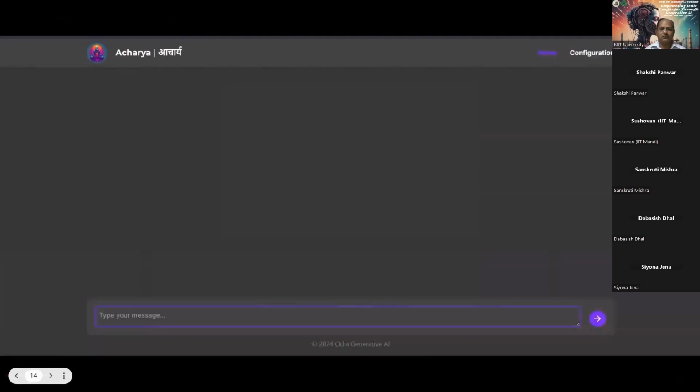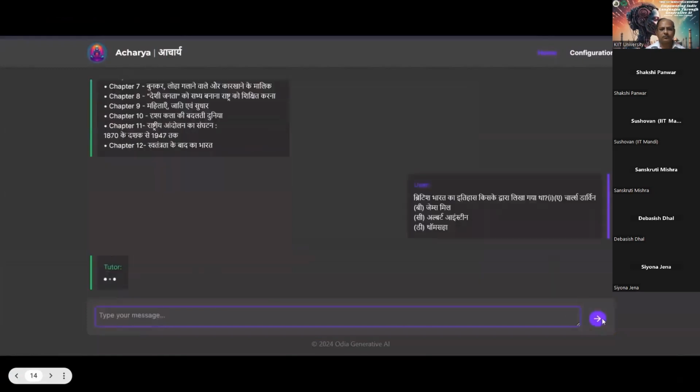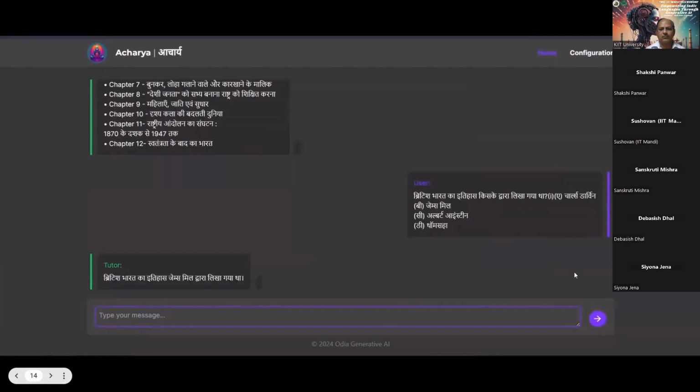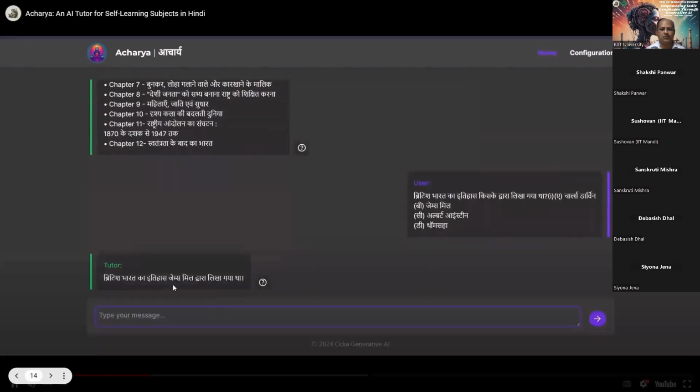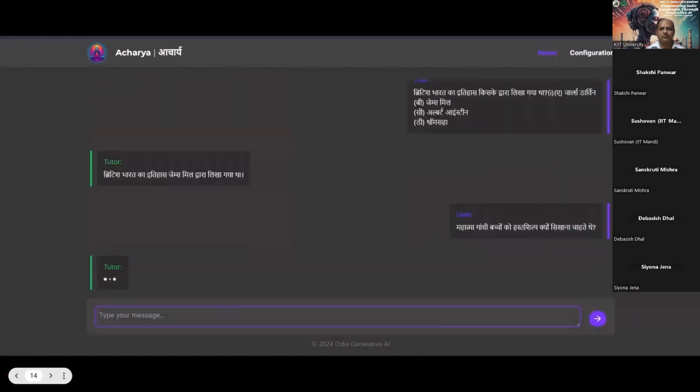Here you are selecting the history subject from class 8. This is a multiple choice question: who wrote the book named History of British India? And the correct answer is James Mill. The second question is: why did Mahatma Gandhi teach handicrafts to kids?